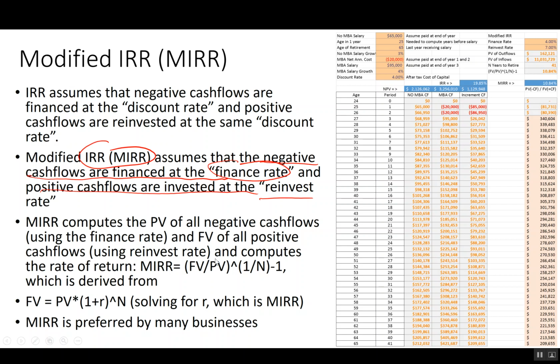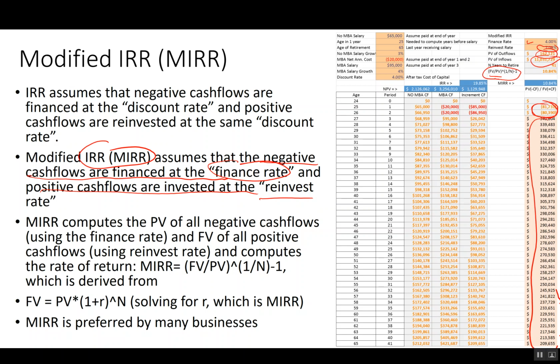Now how it does that, kind of tricky, is that anytime there's a negative cash flow, we're going to calculate the present value of all outflows. So the present value of these two cash flows, discounted at the finance rate, is 162. Then the future value in 41 years of all the positive cash flows invested at 7% is $11 million. And then we back into a rate of return by taking the future value in 41 years divided by the present value today raised to the 1 over n power minus 1, right? We did this formula in topic 1 or 2.